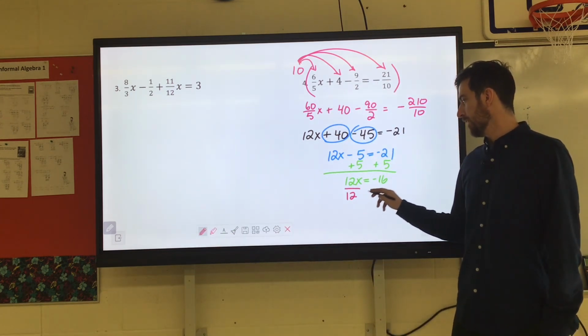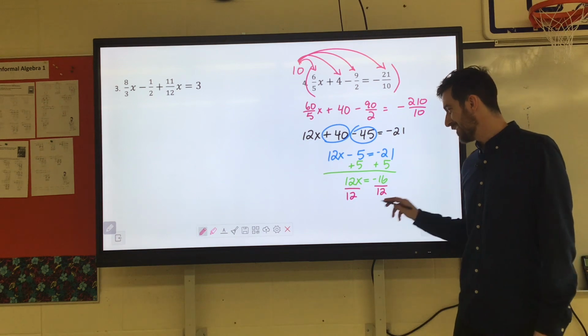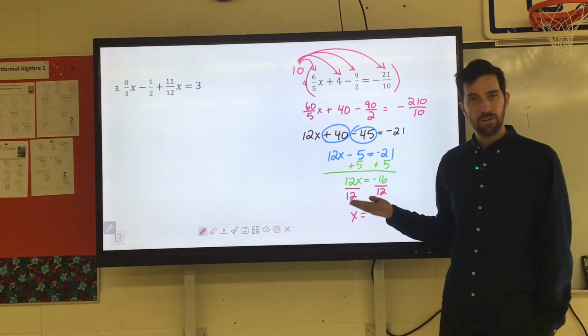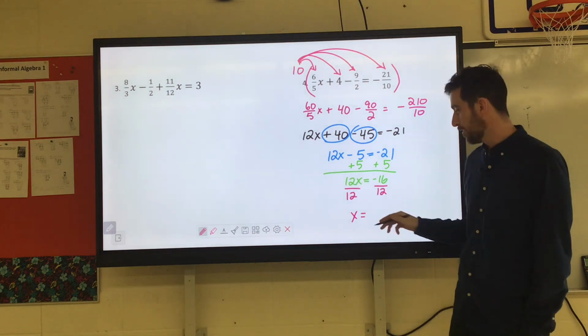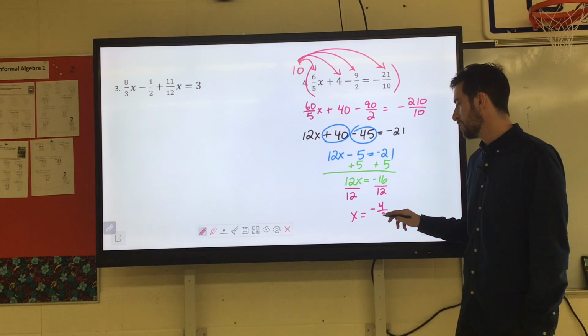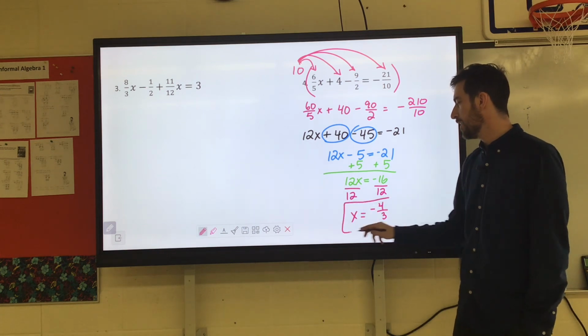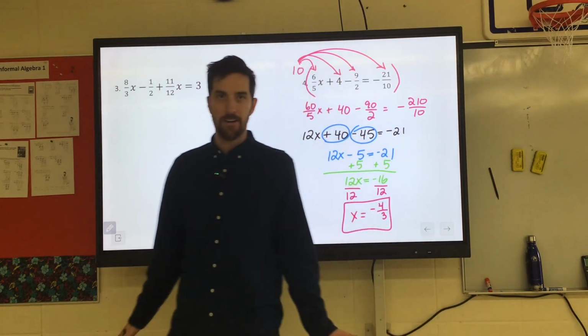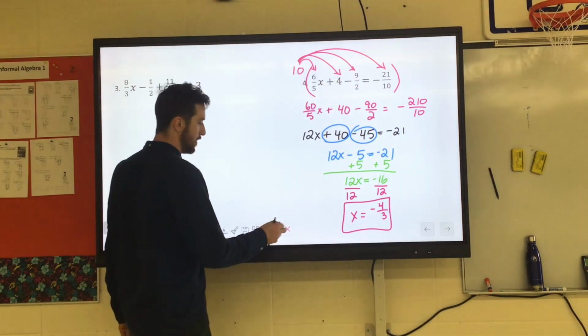Now this won't divide evenly, but we can simplify that fraction. What goes into 16 and 12? 4 goes into both of those. 4 goes into 16 4 times, 4 goes into 12 3 times. So we have negative 4/3. Not bad, not bad. All right, on to number 6.